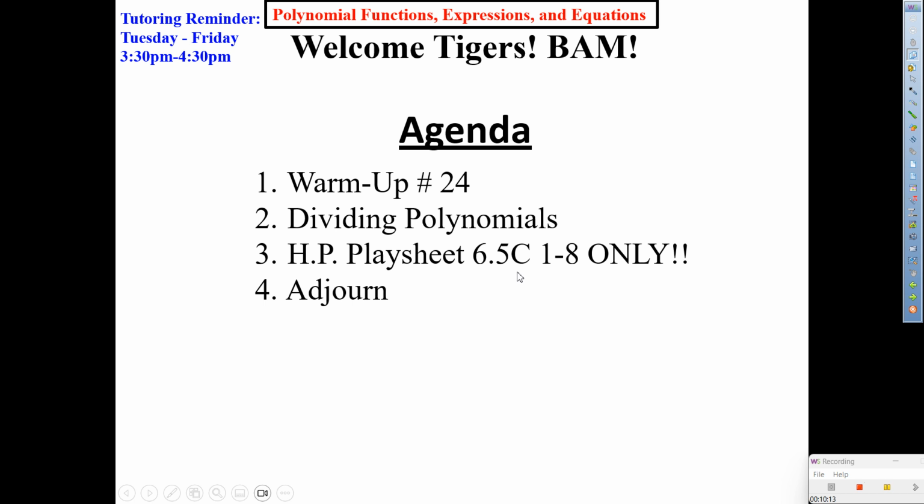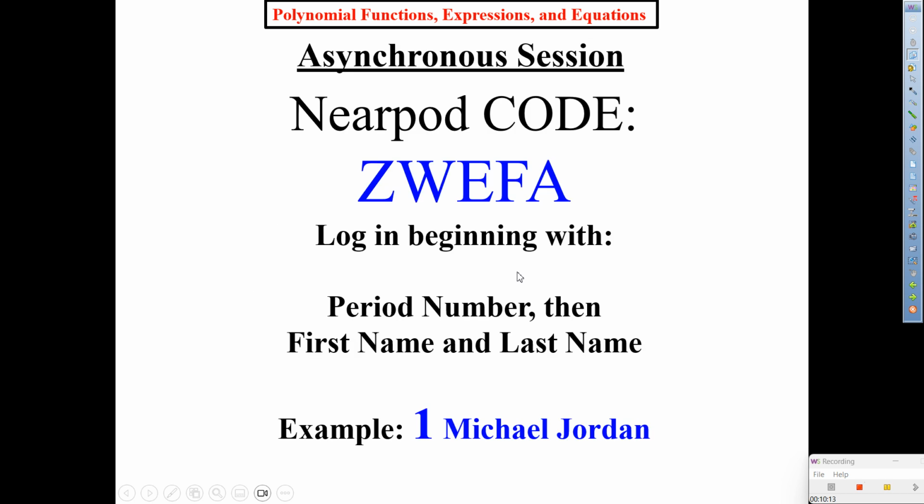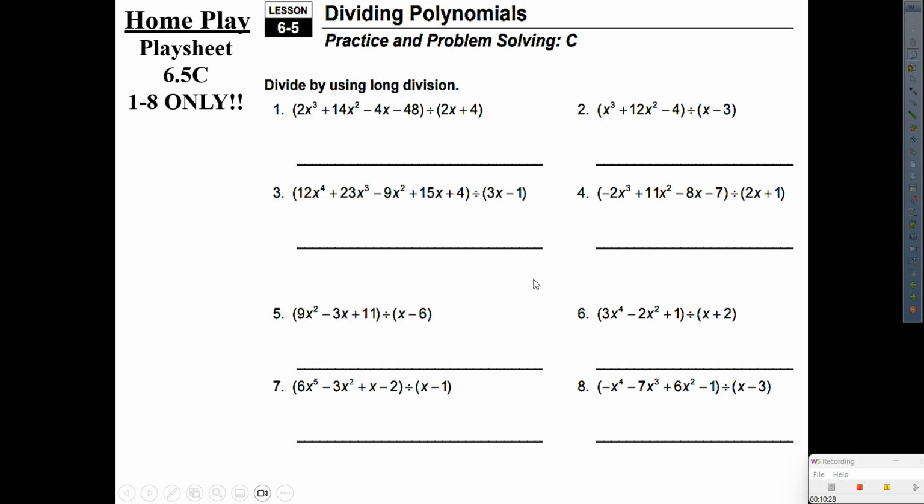Please, Birdie, please. Copy this code, ZWEFA. That's to have access to the home plate. The home plate looks like this. It's only 8 problems only. So make sure you get that done tonight.